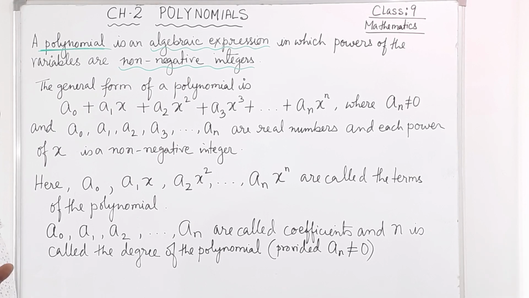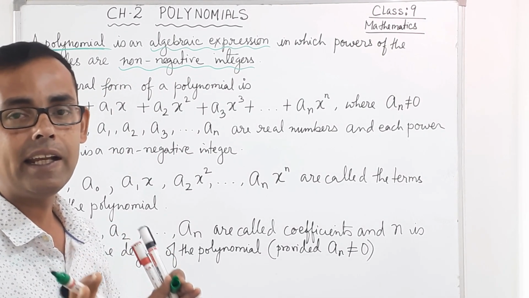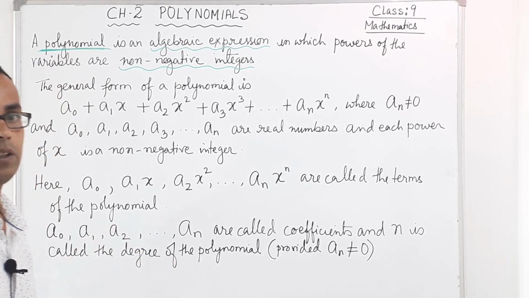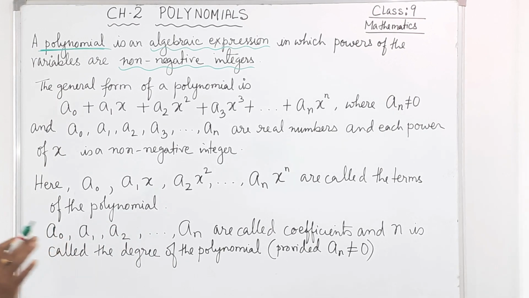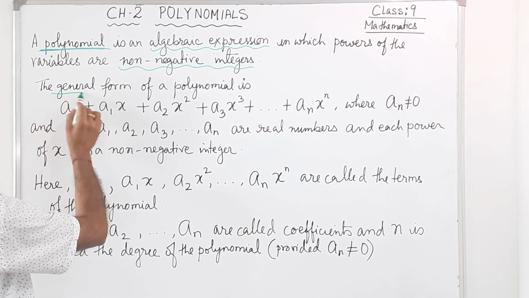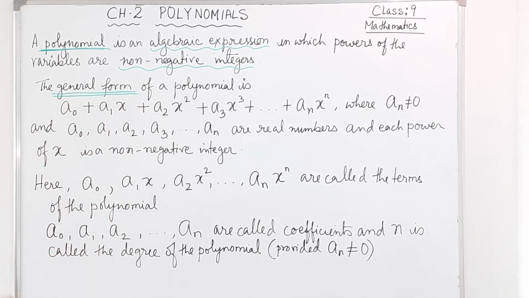Not negative integers. That means we will not take the negative integers. -1, -2, these things we will not take. Only we will take the non-negative integers. Clear? Now, how does a polynomial look like? So, in the next line you can see the general form of a polynomial.